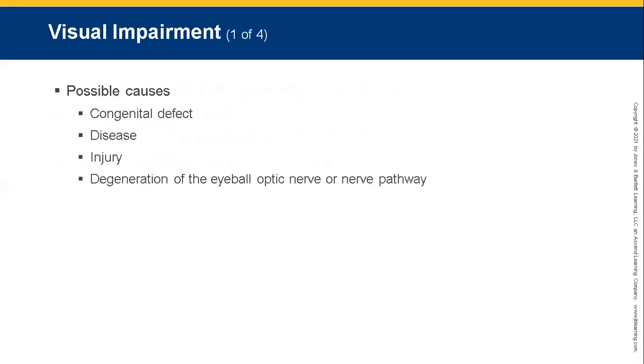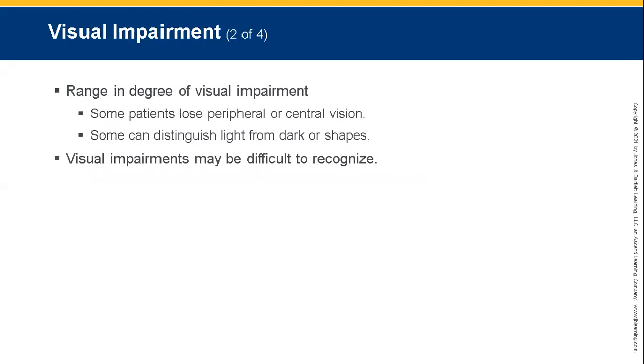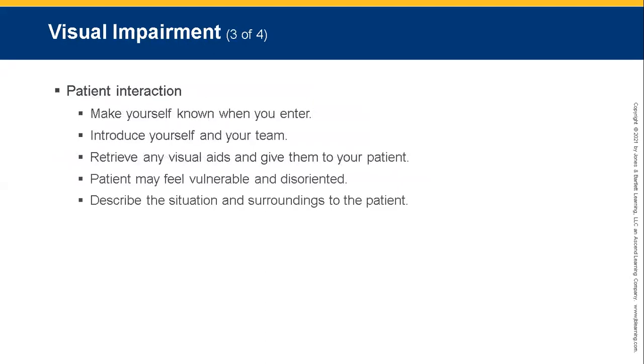Patients with visual impairment. Possible causes: congenital defect, disease, injury, degeneration of the eyeball, optic nerve, or nerve pathway. Range in degree of visual impairment. Some patients lose their peripheral or central vision. Some can distinguish light from dark or shapes. Visual impairments may be difficult to recognize. This is how you will interact with these patients.